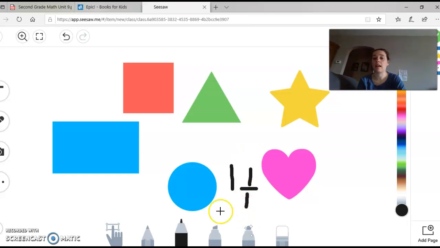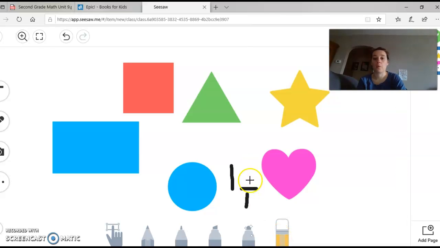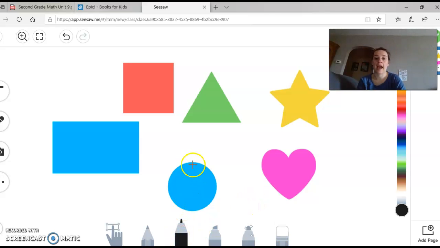1 over 1 is the exact same thing. Or, like what I just did, where I cut my circle in half, each part is 1 out of, how many parts are there? Right, there's 2. Each part, 1 part out of 2 pieces of my circle, 1/2.